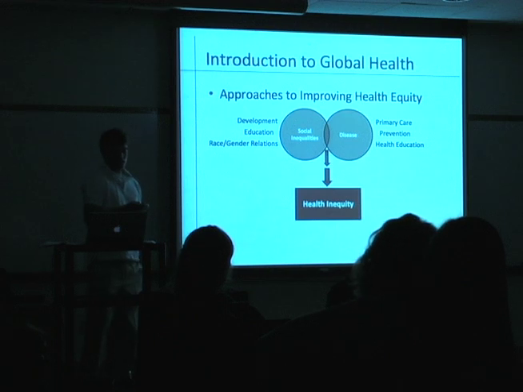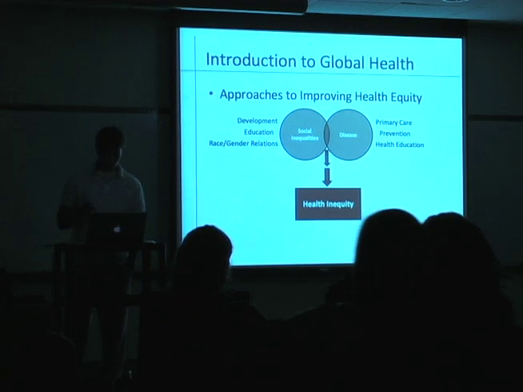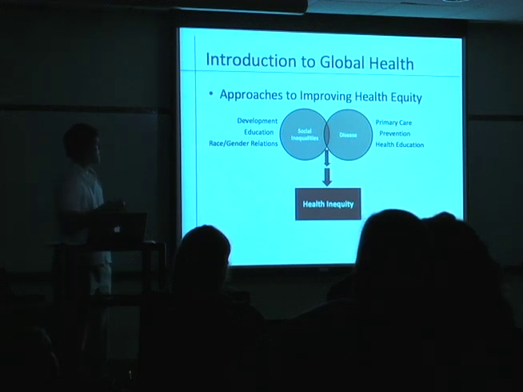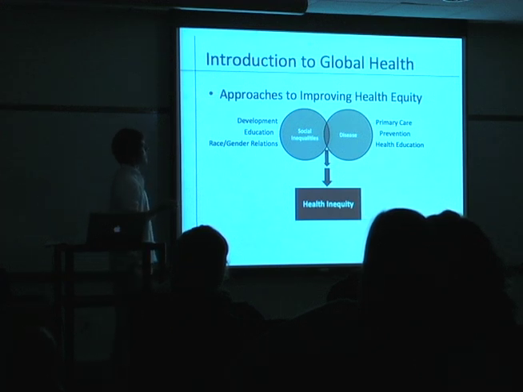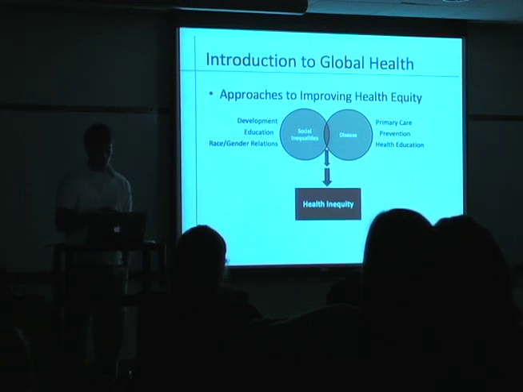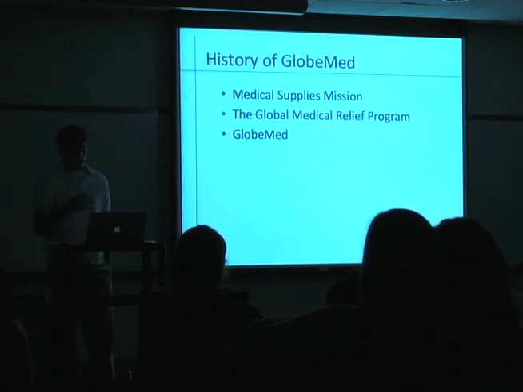So there are some possibilities for alleviating these problems. This is just a rough list I put together, but you can approach it from either the social inequality side or the disease side. On the social inequality side, you can work on development programs, improve education, and improve race and gender relations. On the disease side, you can improve primary care and increase prevention, and a big part of prevention is health education. Any one of these will decrease the health inequity in the country. So that's where GlobeMed comes in, the solutions part.